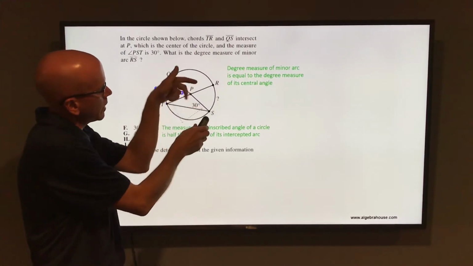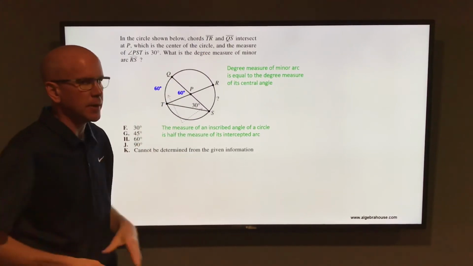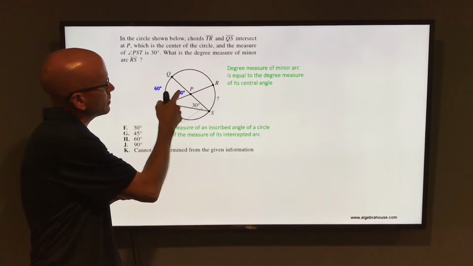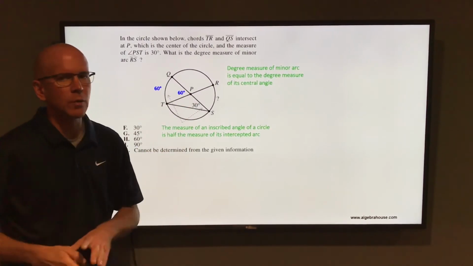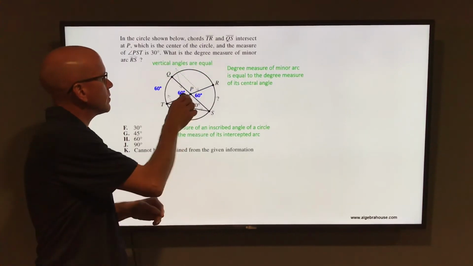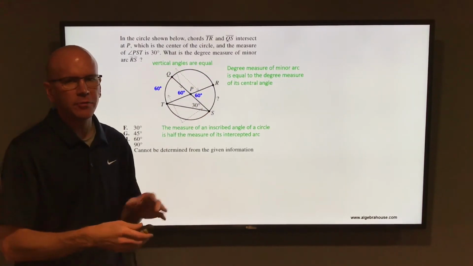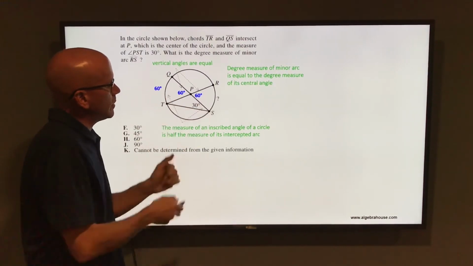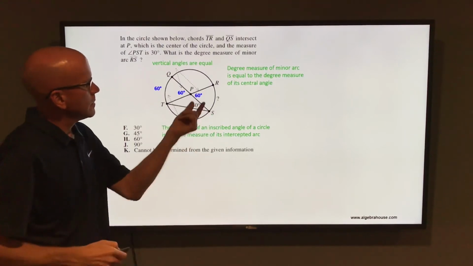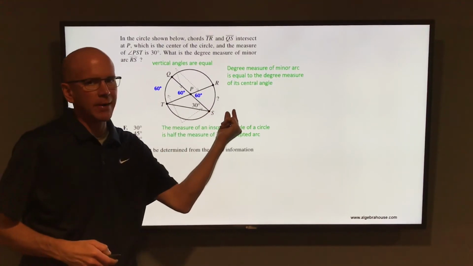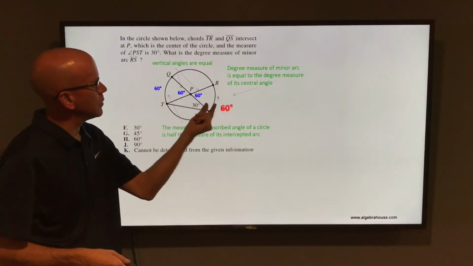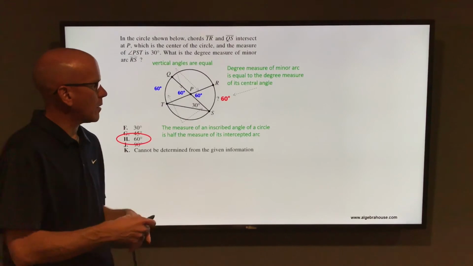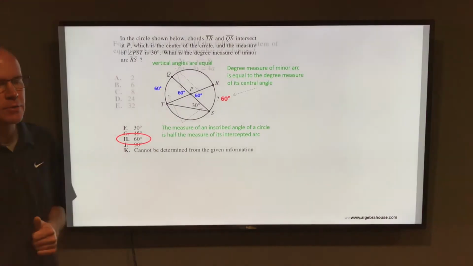Remember, we're working our way around to find this measurement of arc RS. So we know this is 60, we now know this is 60, and right across from each other, those two angles are called vertical angles. Vertical angles are equal, so if that's 60, the one right next to it or across from it is 60 as well. And just like this rule over here, this rule will apply to this situation right here. The central angle is going to be equal to that arc. So that central angle of 60 degrees is equal to that arc of 60 degrees, and that's what we're looking for. RS is 60 degrees, letter H.